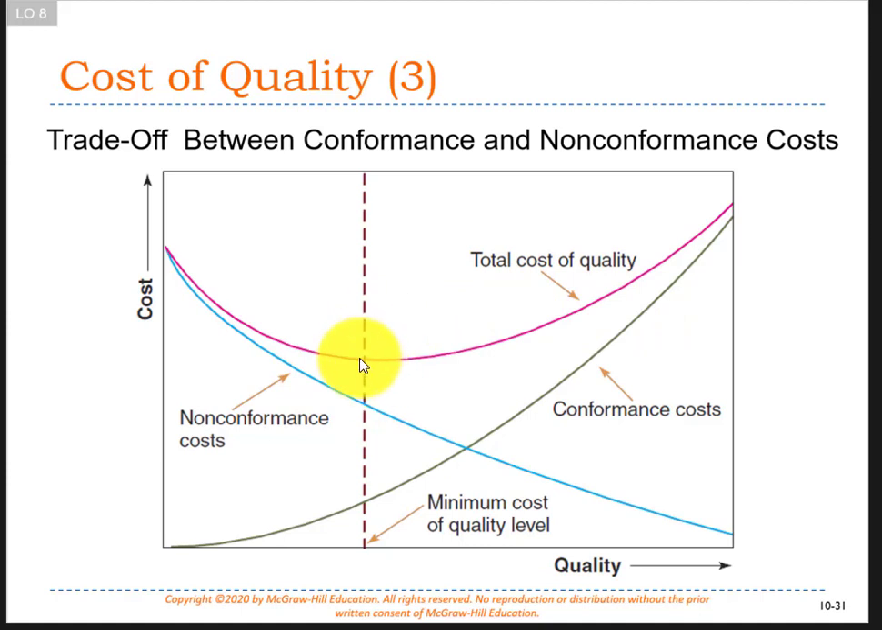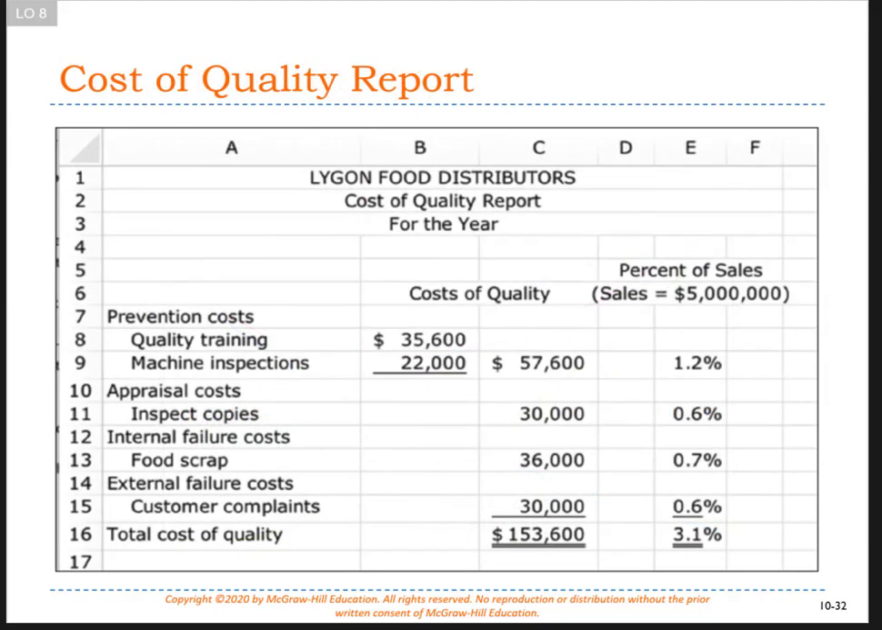Okay, so this is how you measure it. And again, some of these costs are more difficult to measure than others. So you have to realize that this is very much an estimate. Okay, and so you probably want to err on the side of more quality, spending more on the conformance costs to avoid the non-conformance costs from customers and that sort of thing. All right, so this might be a way to break it down, a cost of quality report, especially as a percent of sales.